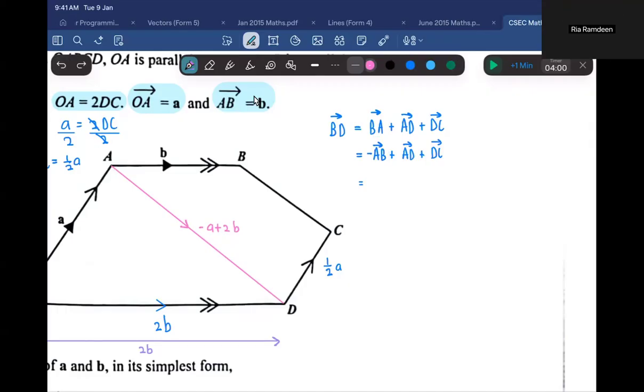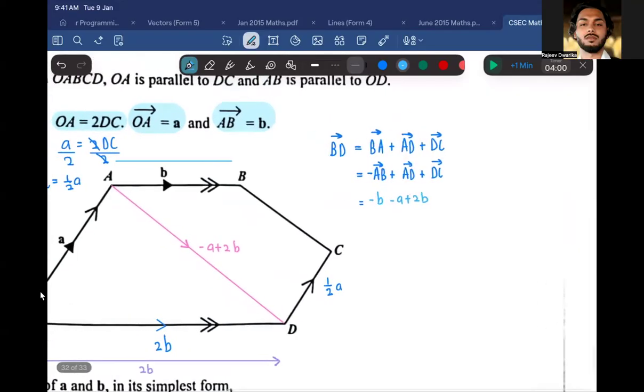What are we using to represent A to B? I don't know. Oh, B. Yeah, I don't know why I was looking for an actual number value. It's B, right? And then A to D. What do we say A to D was? Negative A plus 2B. Right? And D to C. Where's D to C? Half A. Yeah.